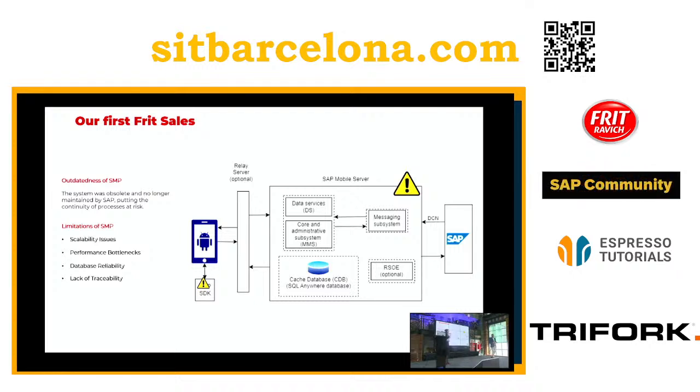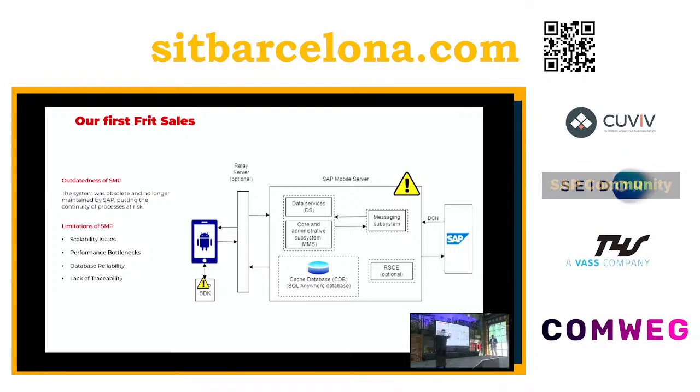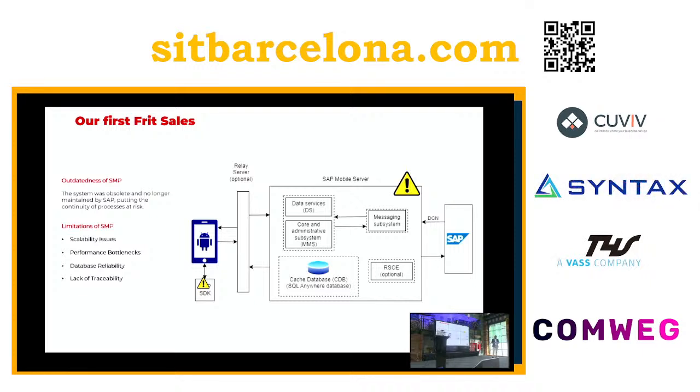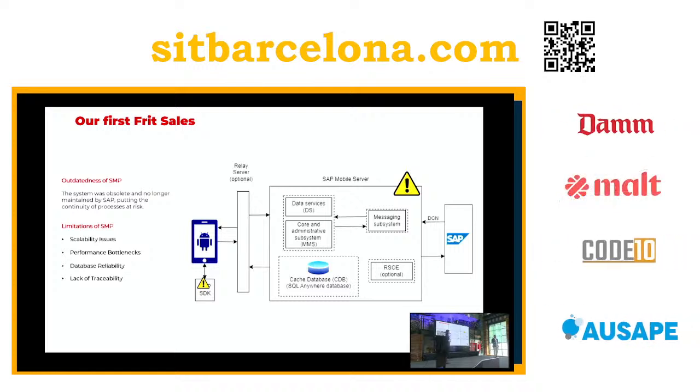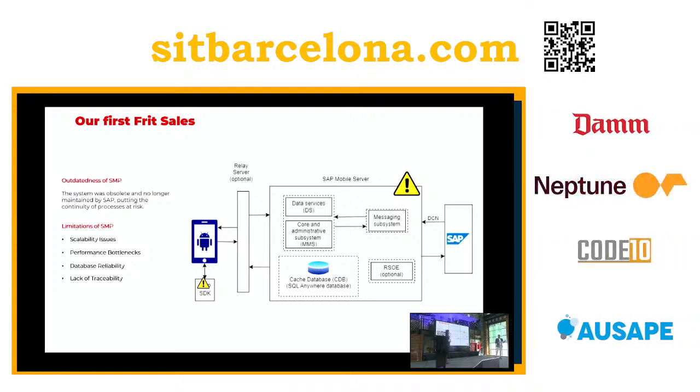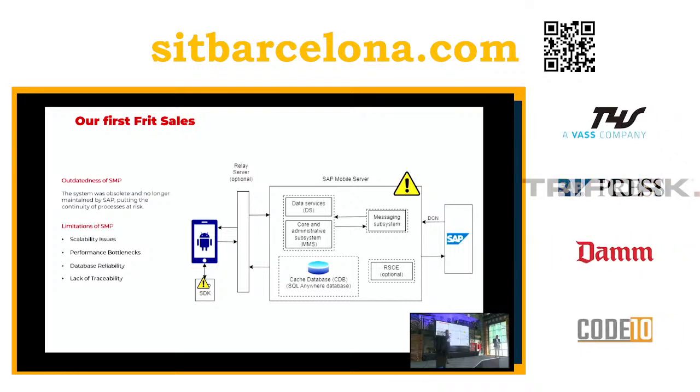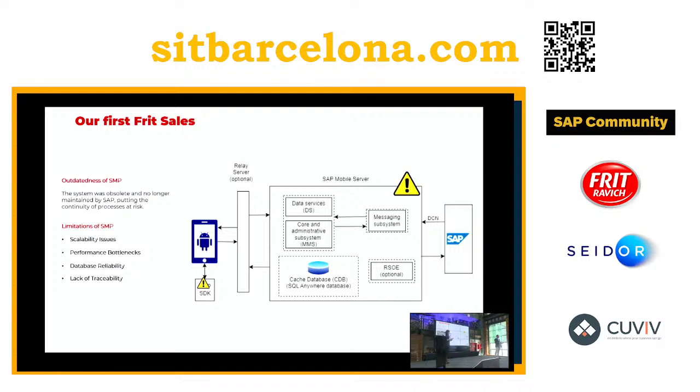Now let's take a closer look at the SMP architecture. As you can see, there are 2 core modules. Message Management Services, or MMS, which processes the data synchronizations between mobile devices and the SMP. And data services, which manage the data change notifications, known as DCNs, to update the middleware database. To support offline capabilities, SMP used a cache database powered by SQL Anywhere 17.